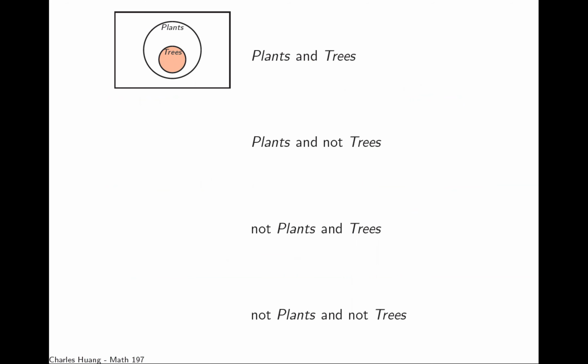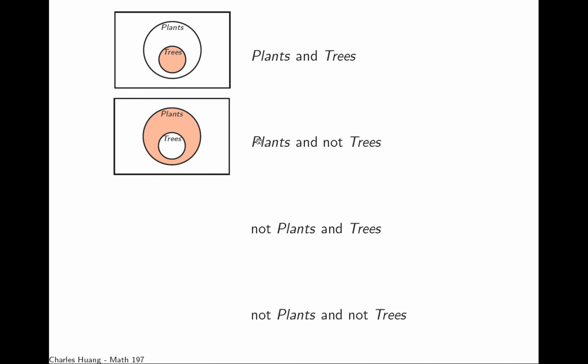Over here, we'll quickly highlight what the different regions mean. In order to find things that are both a plant and a tree, it's just in the tree circle in this case. To find something that's a plant but not a tree, something like roses, sunflowers, seaweeds, we will find them in the plant circle, but outside of the tree circle.